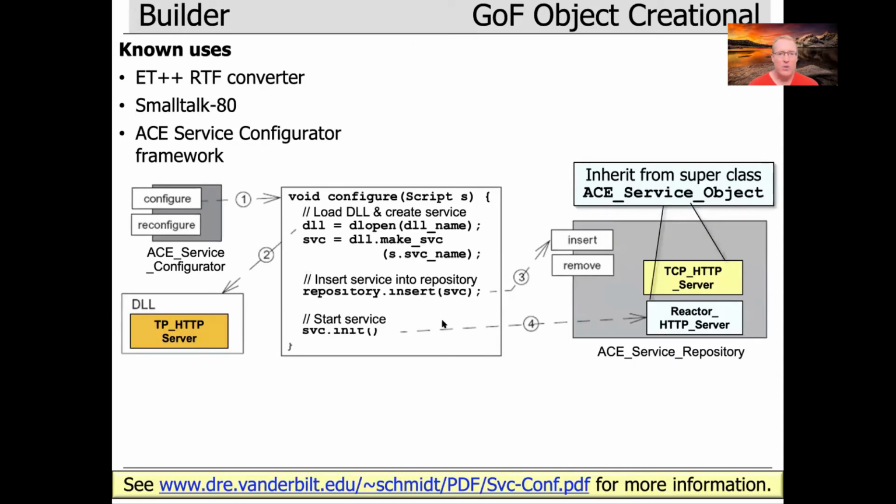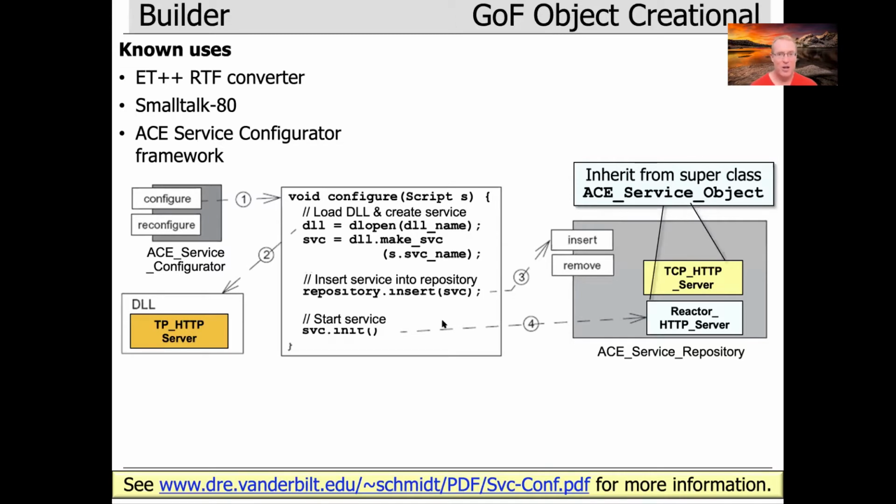There's lots of known uses that are described in the Gang of Four book. ET++ had an RTF converter, and the Smalltalk-80 compiler used the builder pattern to make various elements in the compilation process. Of course, my very favorite example of the builder pattern, which appears in the Gang of Four book, is the ACE service configurator framework.